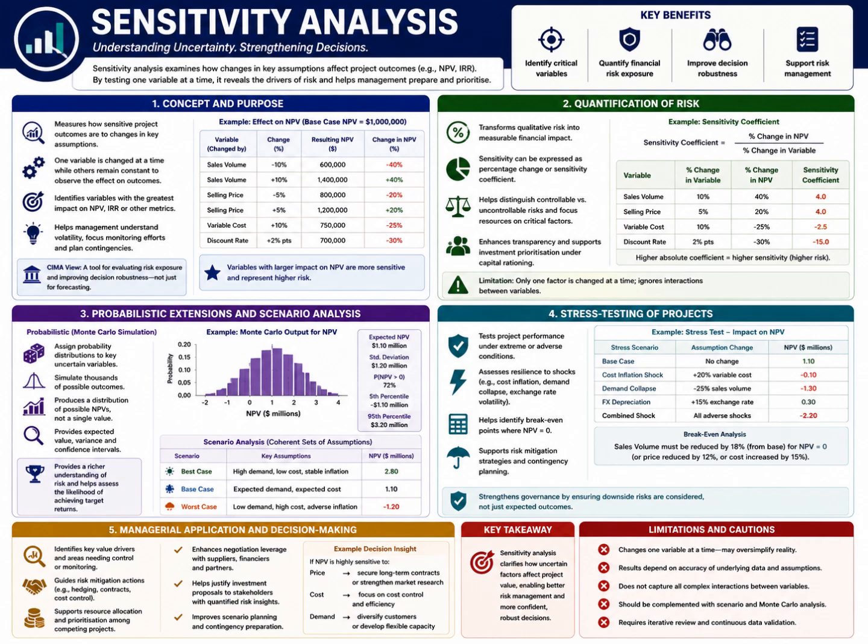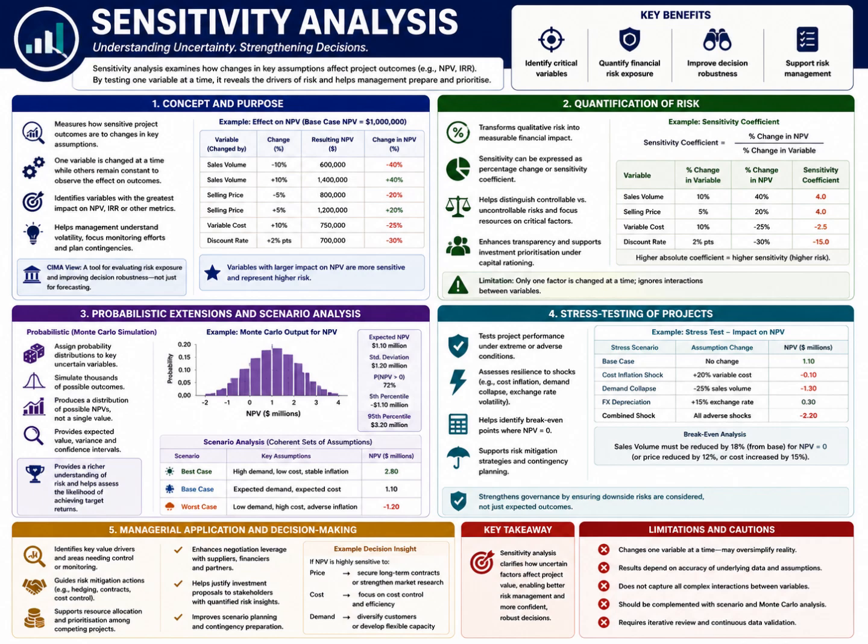It identifies the variables that exert the greatest influence on net present value, NPV, internal rate of return, IRR, or other financial indicators. The process involves adjusting one variable at a time, such as sales volume, unit price, or discount rate, while keeping others constant, to observe the effect on project outcomes. This approach provides management with insights into potential volatility and identifies the parameters requiring the most careful monitoring or control.